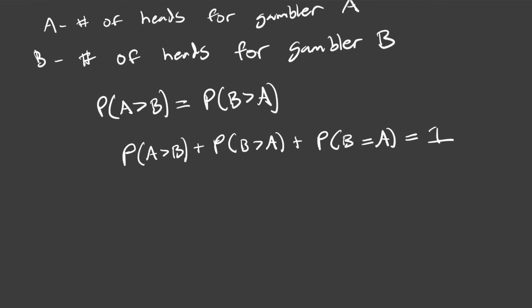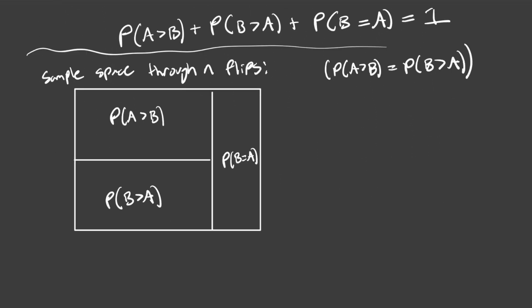So if we come down here, I'll draw a little diagram. This is a diagram of the sample space through n flips, and I tried to draw it such that the probability mass of A having more heads is equal to the probability mass of B having more heads. And collectively, they make up the entirety of this box, which represents the sample space. But now this is for the first n flips, and A has n+1 coins. So A has one more flip, right?